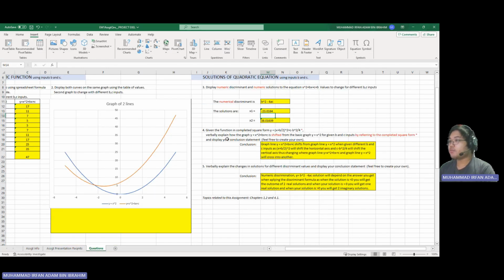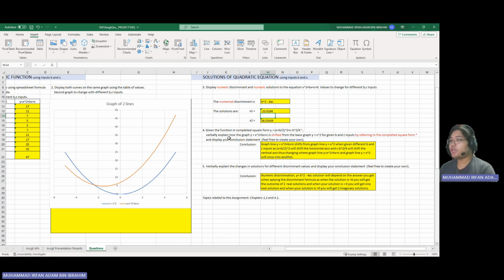Given the function in completed square form y equals (x plus b divided by 2) to the power of 2 plus c minus b squared divided by 4. Verbally explain how the graph y equals x to the power of 2 plus bx plus c is shifted from the basic graph y equals x squared for the given b and c inputs.